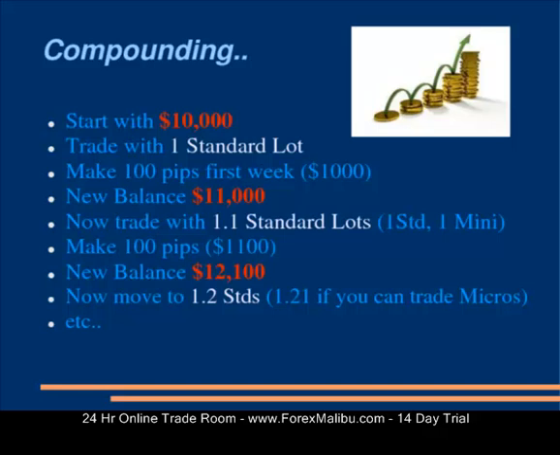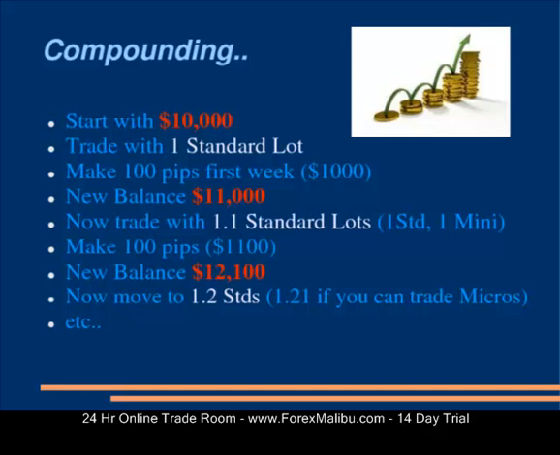Well, guess what? Now you're not trading with 1 lot anymore. You're trading with 1.1 standard lots. You're trading with 1 standard, 1 mini. Because remember the rule of thumb: 1 standard for every 10 grand, 1 mini for every 1,000. So the next week you're moving up to 1 mini. Now that same 100 pips makes you 1,100 that week, bringing our balance to 12,100. Now you can add another mini on there.